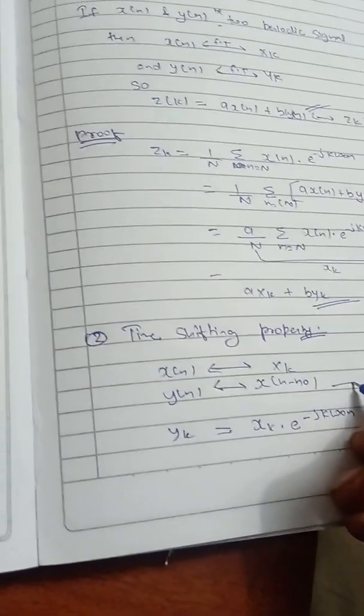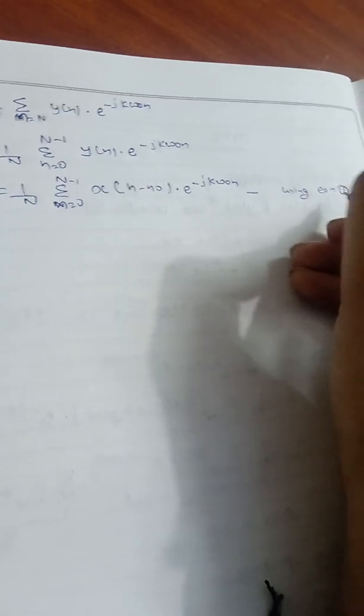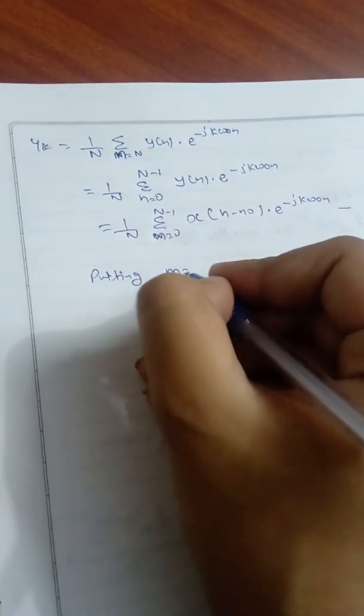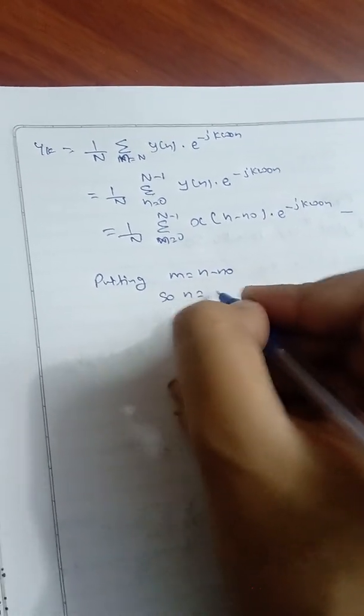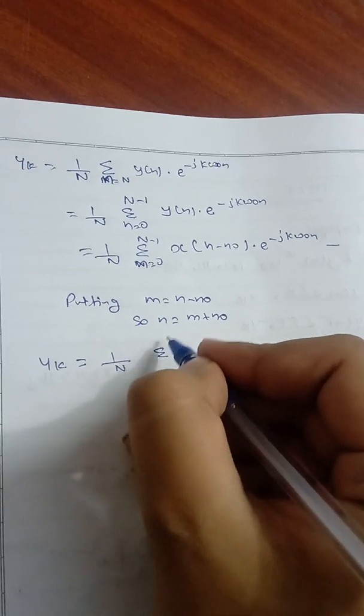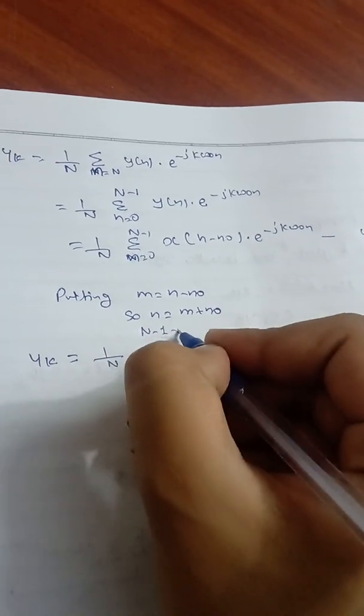Now y of n can be written as x of n minus n naught, so it can be written as x of n minus n naught into e raised to the power minus j k omega naught n, using equation 1. So putting m equals n minus n naught, so n equals m plus n naught. After that we would look at the value of y of k. Y of k equals 1 upon N summation over, now the limit changes, for m equals minus n naught to N minus 1 minus n naught.